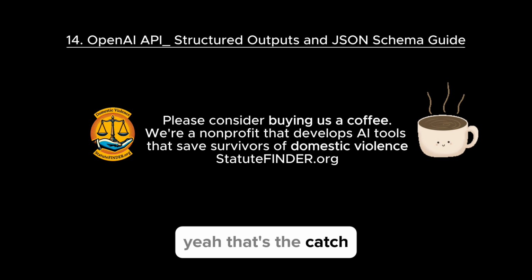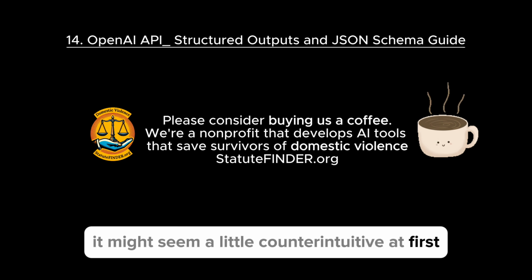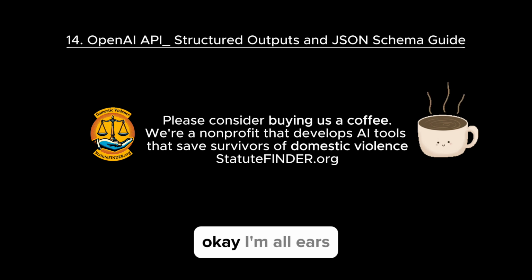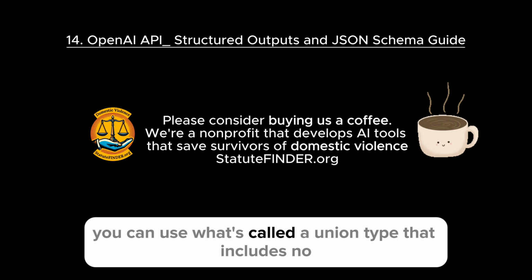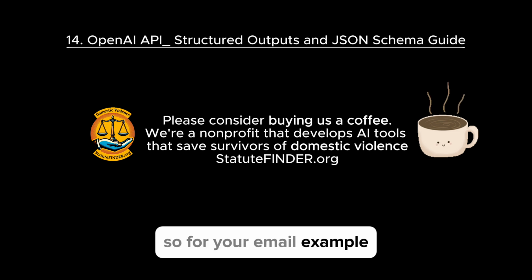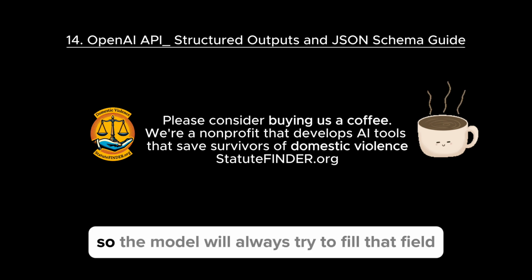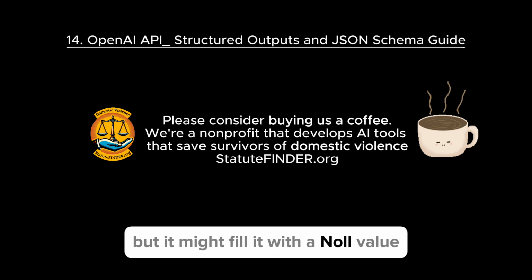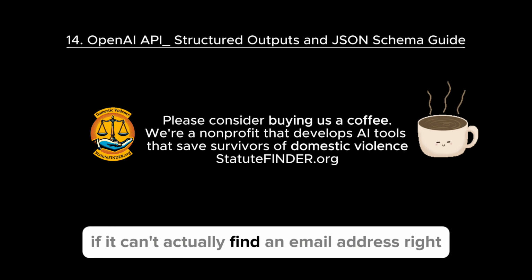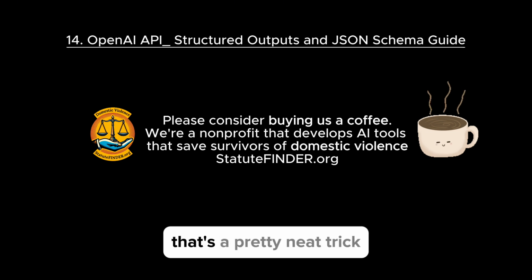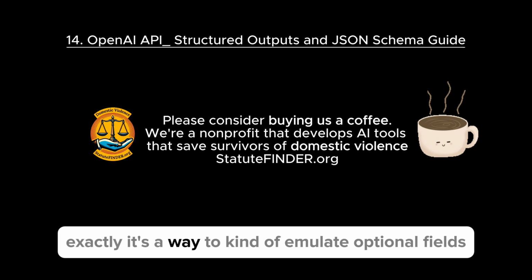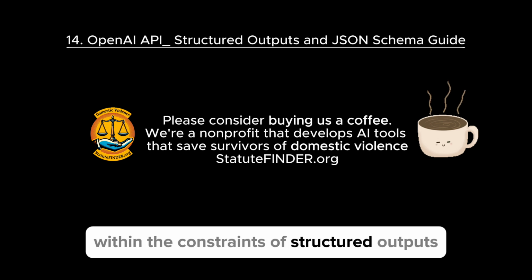Yeah, that's the catch. It might seem a little counterintuitive at first, but there's a clever workaround. Okay, I'm all ears. You can use what's called a union type that includes null. So for your email example, you could define the field as a union of string and null. So the model will always try to fill that field, but it might fill it with a null value if it can't actually find an email address. Right. That's a pretty neat trick. Exactly. It's a way to kind of emulate optional fields within the constraints of structured outputs.